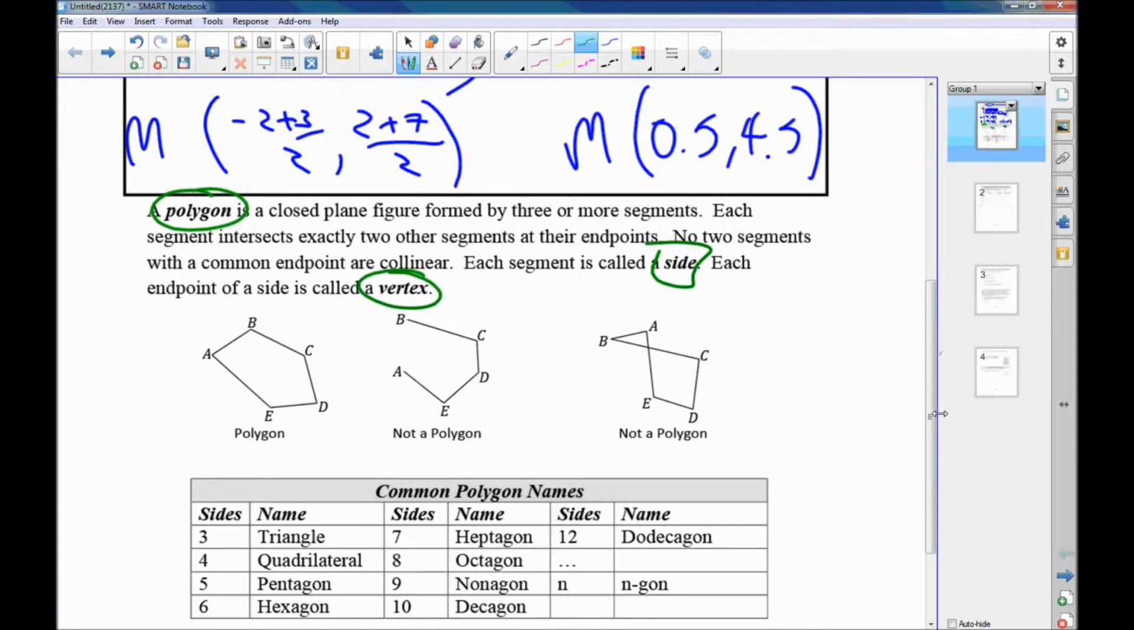Okay? So for instance, this is a polygon. Each segment, AB, BC, CD, DE, AE, connect to the other segment at the same endpoints. Okay? And no 2 segments overlap or cross over each other. This is not a polygon because A and B need to be connected. And this one's not a polygon because of this intersection of 2 of the sides.